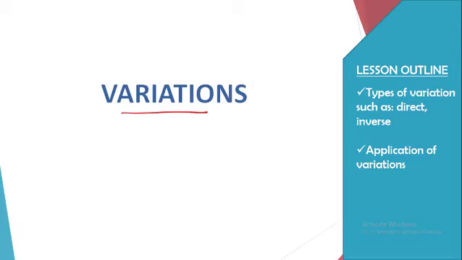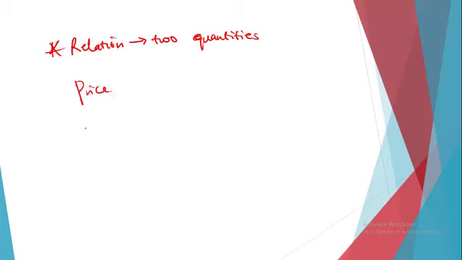Welcome back. In this lesson we'll be looking at the types of variation, which include direct and indirect variation, and then we'll look at application of variation. The word variation is a system of explaining the relationship that exists between two quantities, in terms of price, or how the two quantities affect each other.